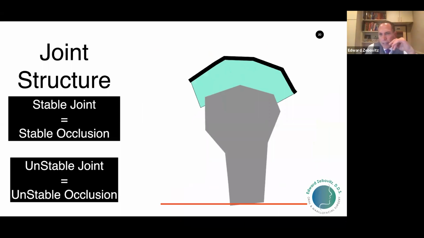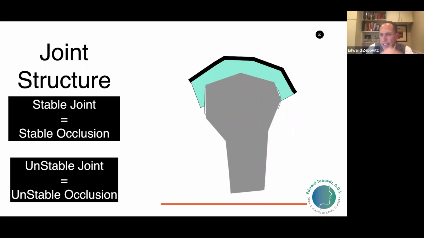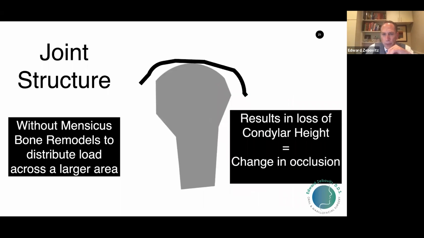So here's an example. Our posterior ligament over time thins, and as it thins, our condyle moves up, and as it moves up, we get occlusal changes. So that can be the thickness of the soft tissues. It can also be the shape of the bone, which we'll talk about. Another point I'd like to bring up is that without the meniscus in place, if we think about the shape of our condyle and the shape of our fossa, the condyle is kind of round, the fossa is kind of flat.